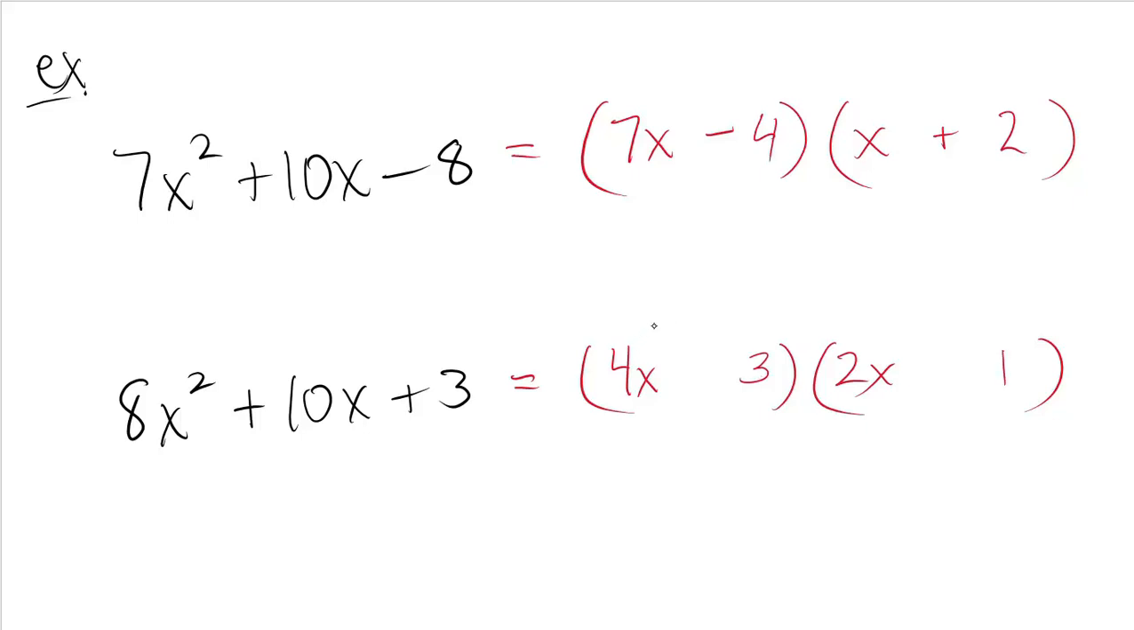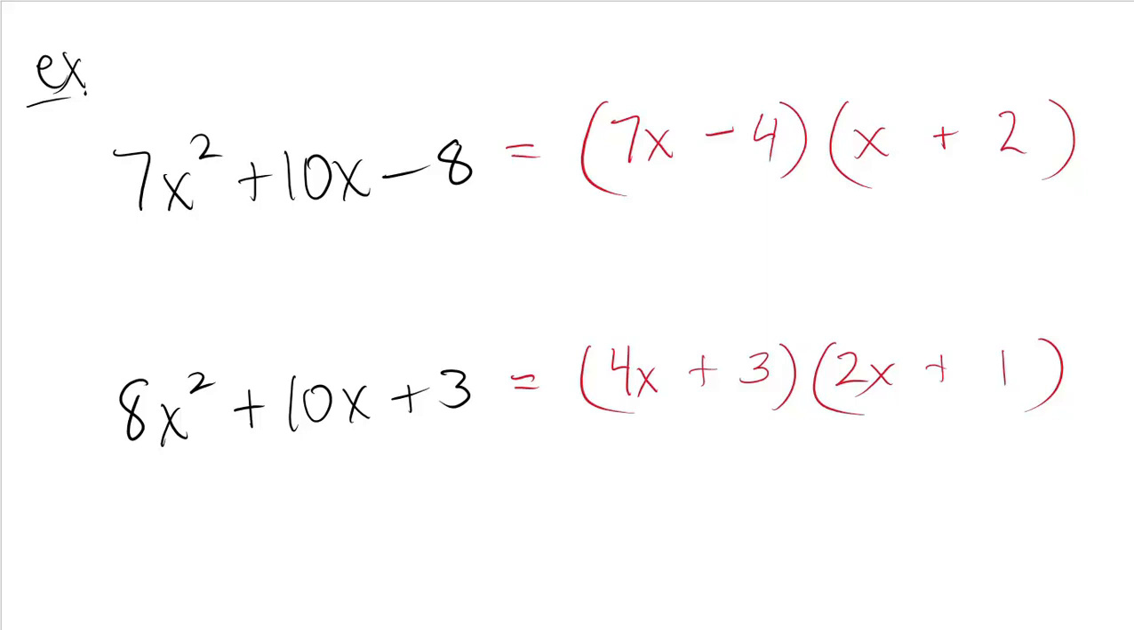On the outside, I get 4x, and on the inside I get 6x, and if I add those together I get 10x, so these should both be positive, and you can see that gives me the positive 3 on the end. So my factored form is 4x plus 3 times 2x plus 1. For some polynomials, no matter what you guess, you just can't break them down. We call those kinds of polynomials prime, and we'll talk about how we handle those in the future.